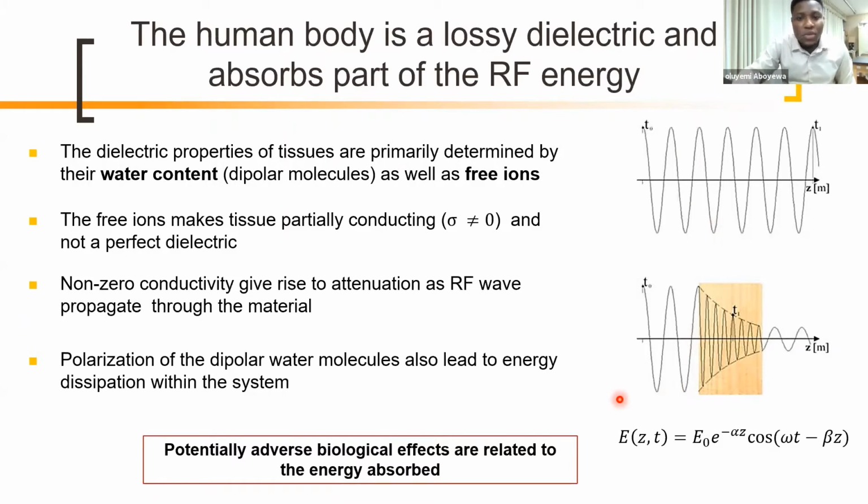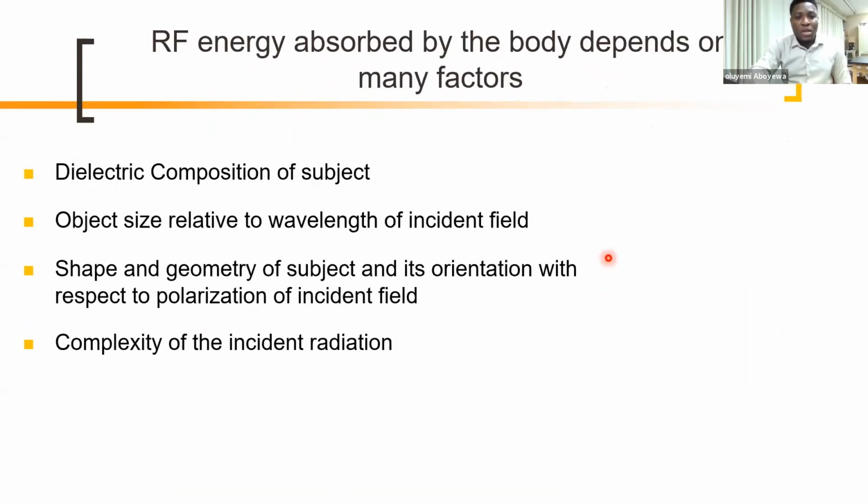All right, moving along. Like we said, biological effects from these RF waves are largely due to their absorption, but there are many factors that this absorption depends on, besides just the electrical properties. We've talked about the electrical properties, which I put under the dielectric composition of the subject, and I'm going to talk about this in some detail.